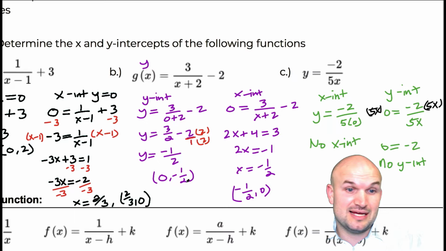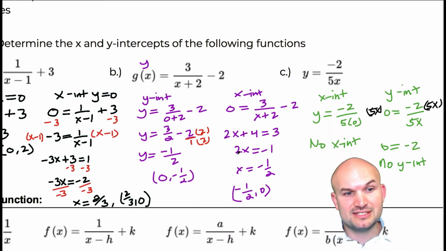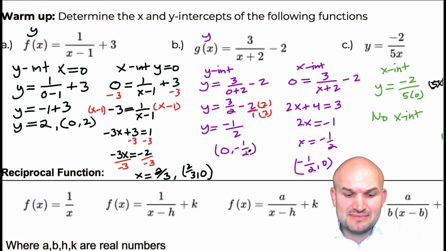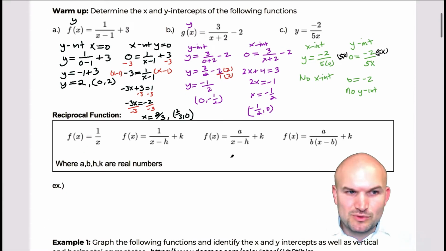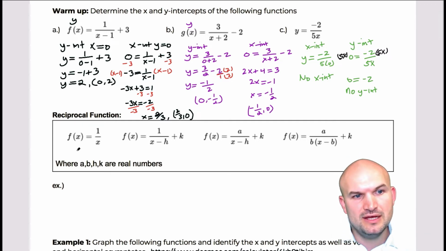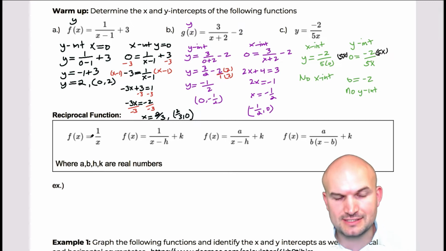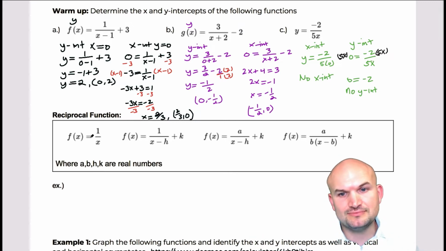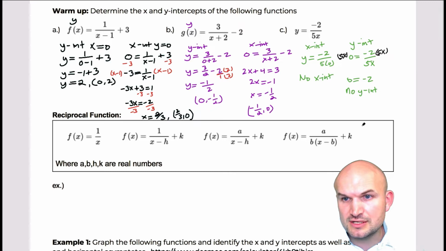A lot of times you're going to see fractions in this section. And sometimes things are going to work out rather easily. Typically, things work out rather easily when we're dealing with the reciprocal function. The reciprocal function is the parent here, f of x equals 1 over x. And there's a couple different variations of this. Oops, I forgot to change this. That's supposed to be an h.